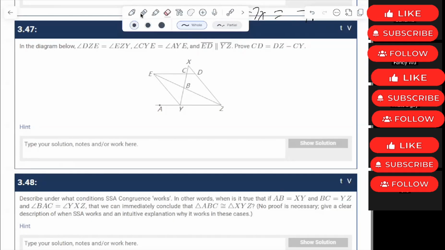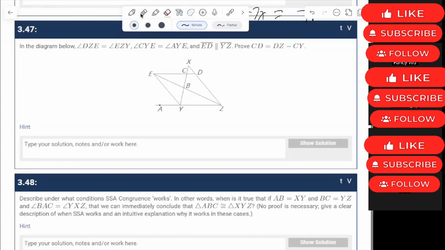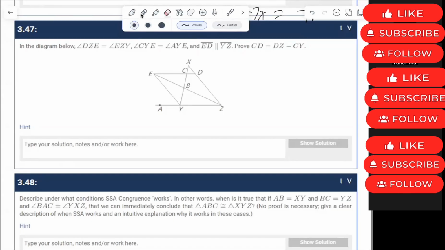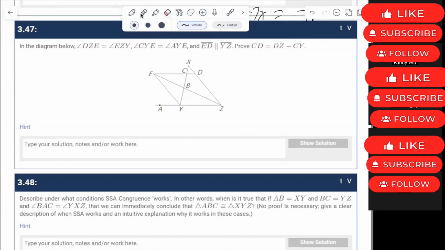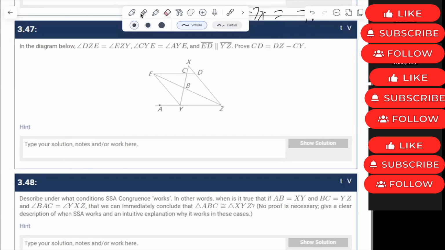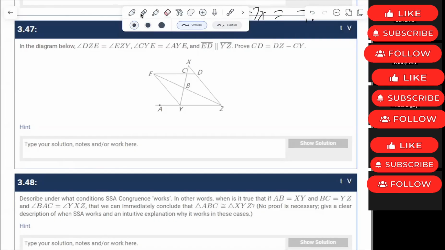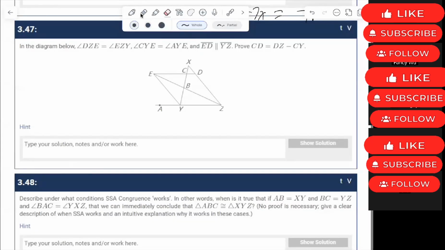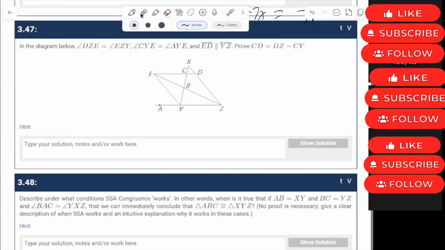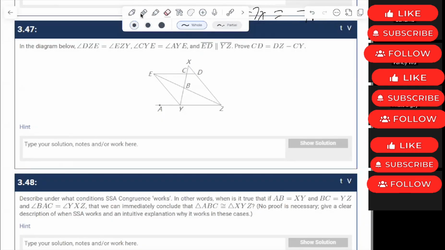All right. Then from there, just know that DEZ is isosceles with DEZ equal to EZ, so DE is equal to DZ. Similarly, we can get that YED is equal to AYE is equal to CYE with the same exact reasoning. And we can get CEY is isosceles with CE is equal to EY.